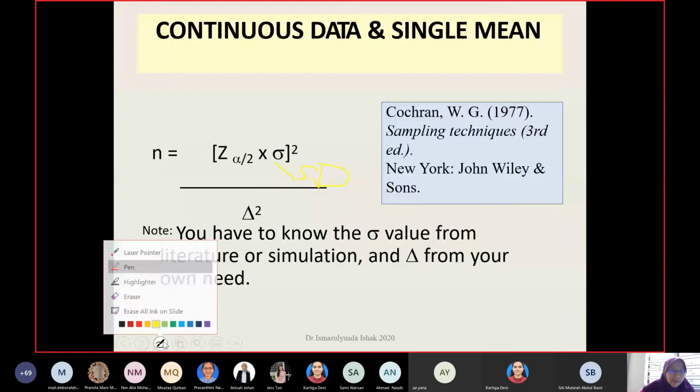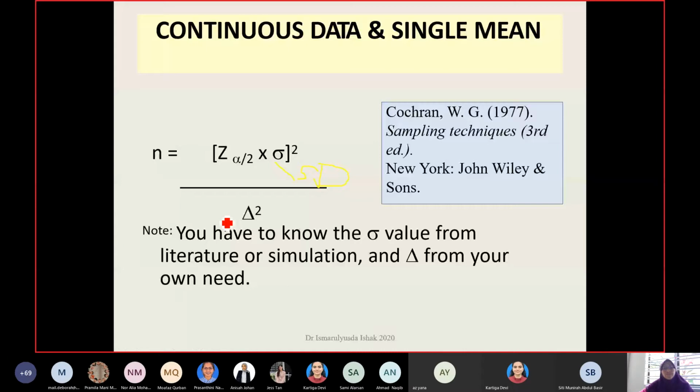This is your delta. This is your sigma. Sigma is your standard deviation.